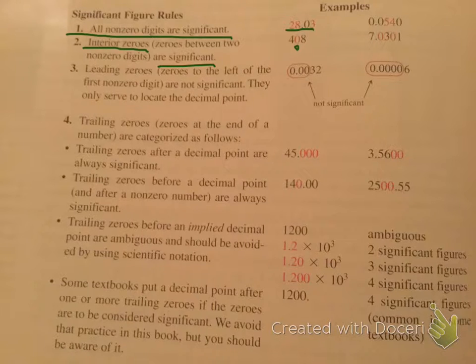So this number right here, 28.03, that zero is in between other numbers. So this has four significant figures. Every single one of those digits is significant. This number, 407, also has a zero in between two non-zero numbers. So it has three significant figures. All three of those numbers are significant. This number, 7.0301, those zeros are in between other numbers. So this would have five significant figures.